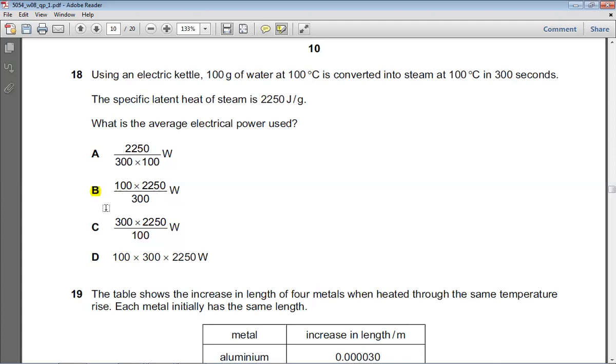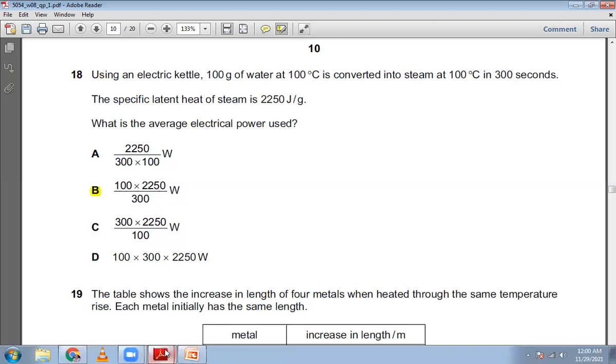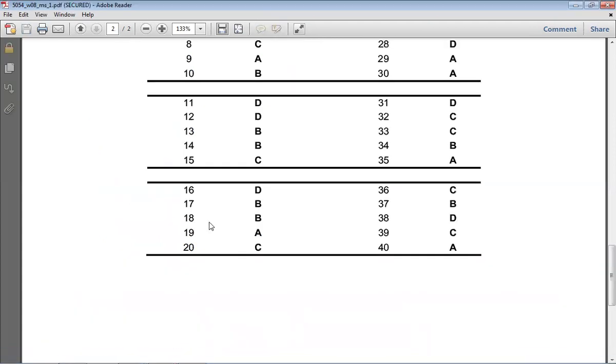ml is the formula for the heat produced when the state is changing, where m is the mass which has converted its state, and L will be the specific latent heat of whatever. So I think B is the right option. Question number 18, B is the right option. Yes, B is the right option, sir.